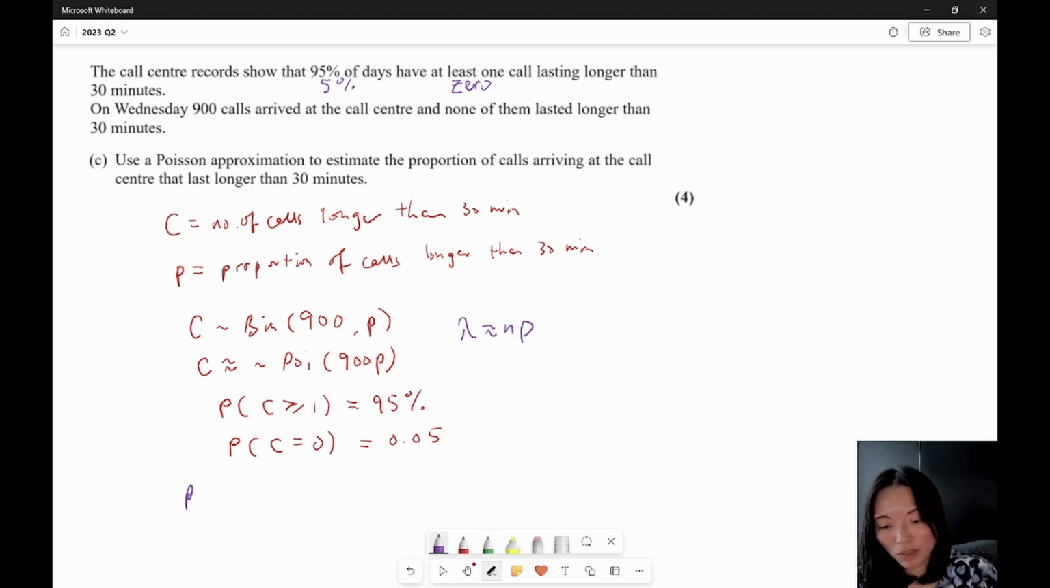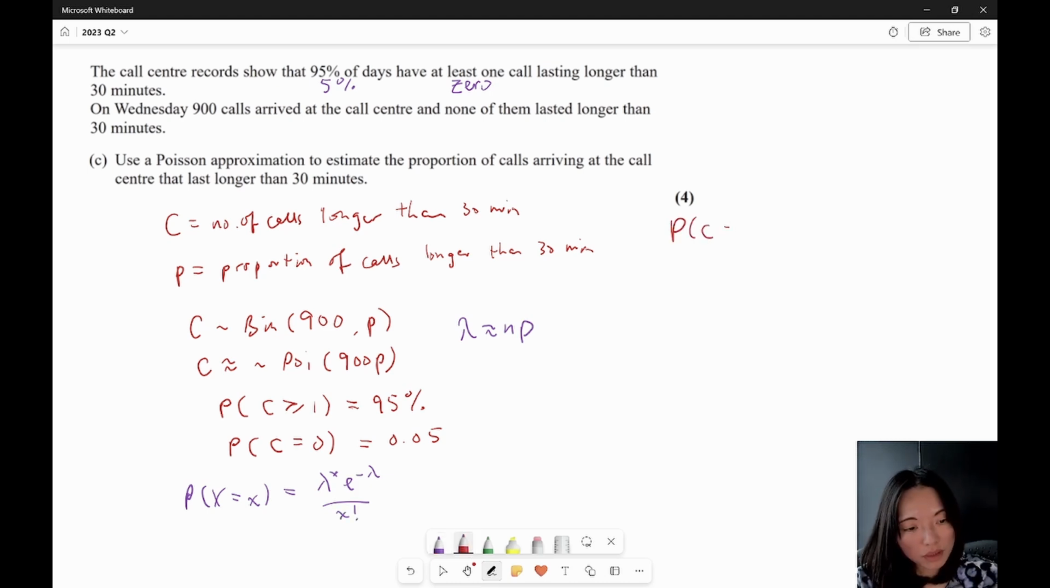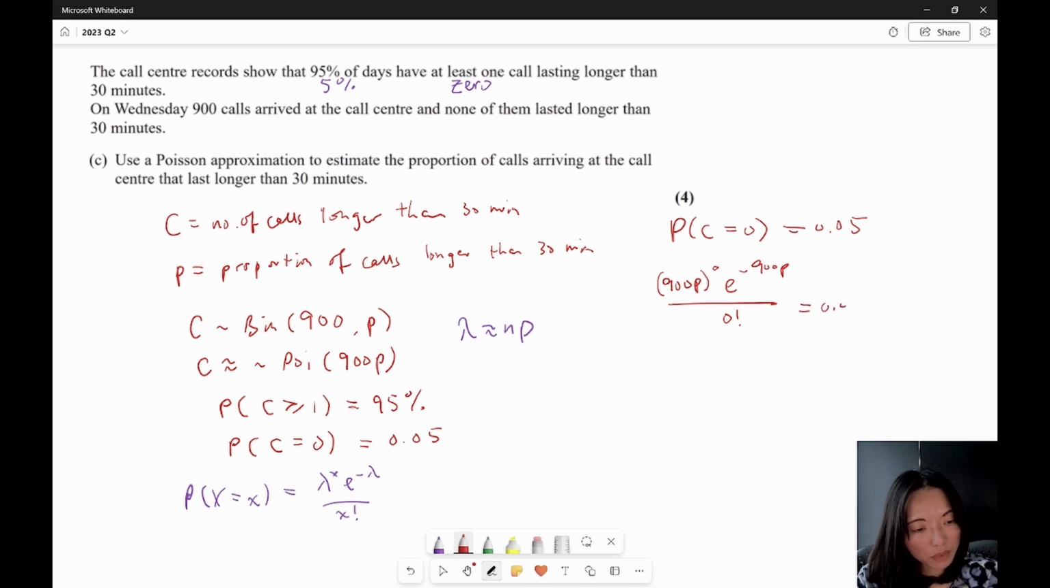In a Poisson distribution, we know that the probability of X equals x with parameter lambda is simply lambda to the x, e to the minus lambda, all over x factorial. Therefore, P of C equals 0 equals 0.05 can be written out. Lambda is 900 p, to the x, or to the 0, e to the minus lambda is e to the minus 900 p, all over x factorial, equals 0.05. That could be written as e to the minus 900 p equals 0.05.